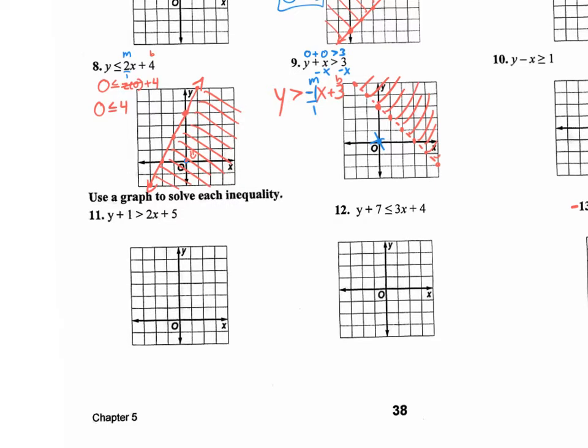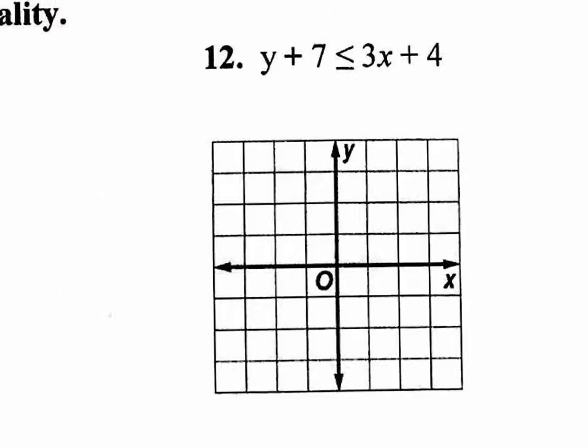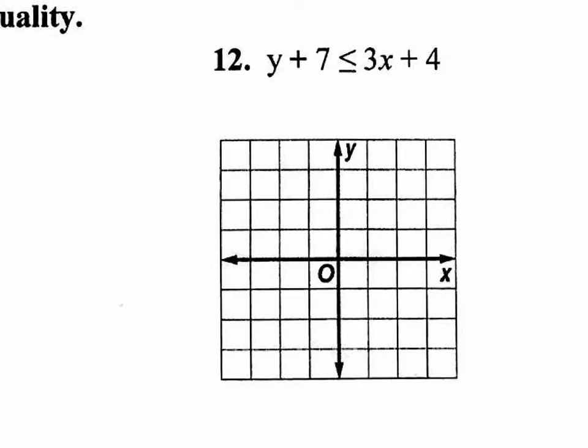Can you do either 12 or 13? Let's do 12. And 13 is on the previous video, so you guys could watch that later. So right here on number 12, let's get y by itself. I'm going to subtract 7. I will have y is less than or equal to 3. Now you can put 3 over 1 because that's going to be the slope. 3 over 1x. And then 4 take away 7 is minus 3.